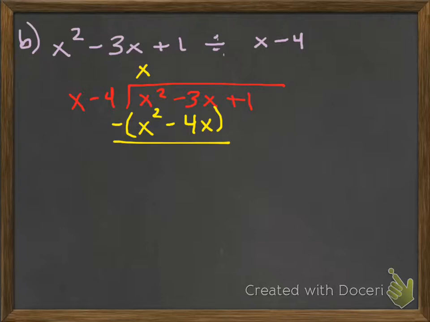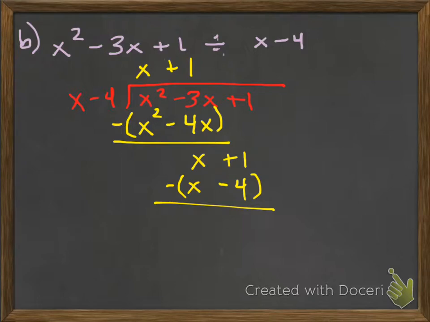It's very important that you put parentheses on there because you're subtracting the quantity. So x squared minus x squared cancels. Negative 3x minus a negative 4x, well, that minus negative 4x is going to turn into a plus, so it's going to be positive. Negative 3x plus 4x will leave me with a positive x plus 1. So x times what would give me x? That would be a positive 1. 1 times x is x, and 1 times negative 4 is negative 4. I'm subtracting this quantity, so the x's cancel, and 1 minus a negative 4 will be a positive 5.